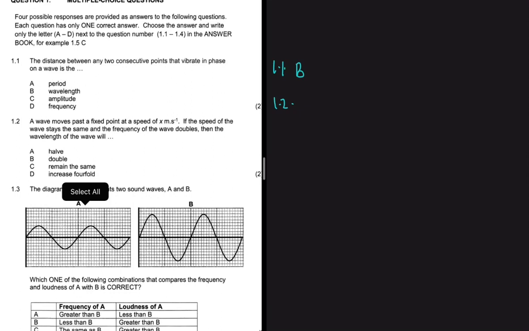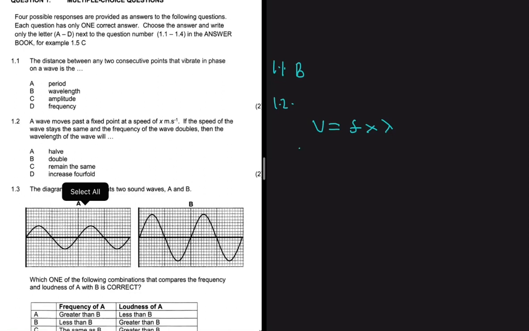If the speed of the wave stays the same and the frequency of the wave doubles, then the wavelength of the wave will: A, halve; B, double; C, remain the same; D, increase fourfold, right? So here, let's conceptualize. We know that V is equal to frequency multiplied by wavelength. It is said that the frequency has been doubled, but the velocity, or the speed, stayed the same. So what happened to the wavelength?